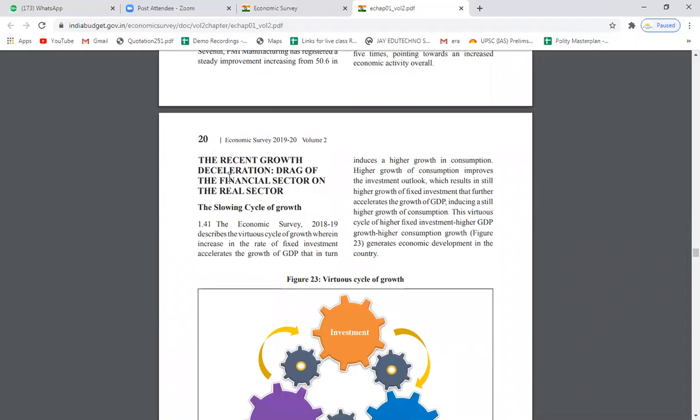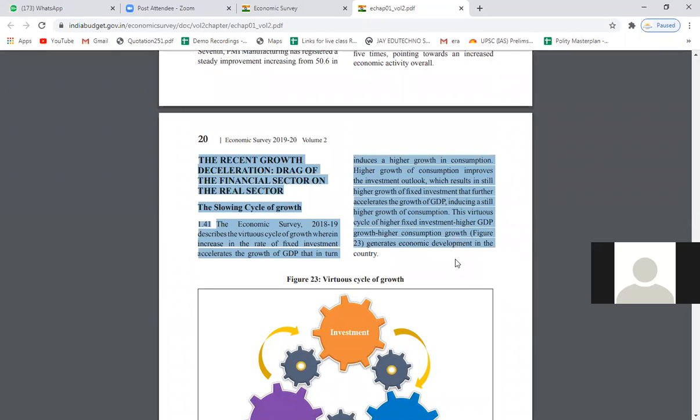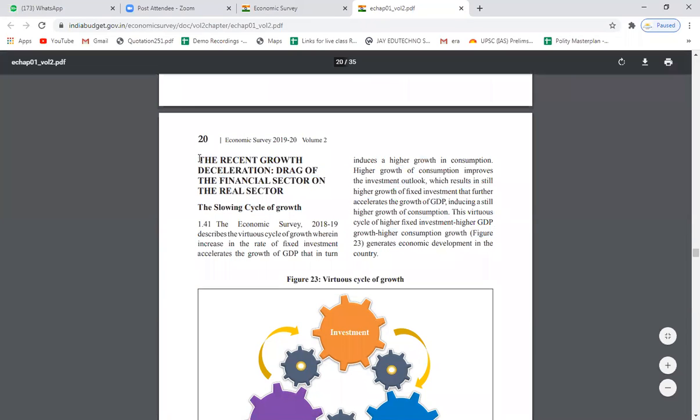So the recent growth deceleration. We know that the growth has decelerated in the last 2-3 years. So why? That is also explained here. This topic you can take in Mains. Right? In Mains there is one topic in Paper 3, the topic called growth, development, and employment. So this discussion which is given here, you can check it out.